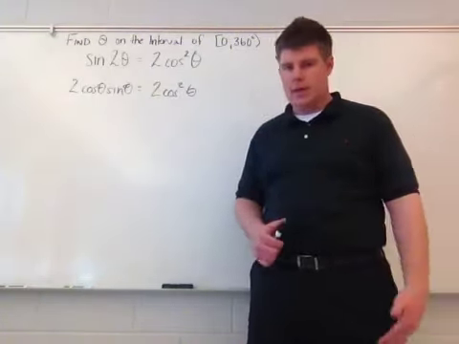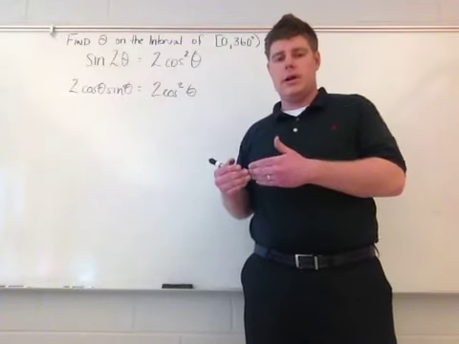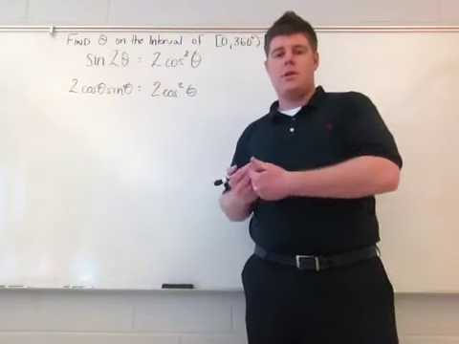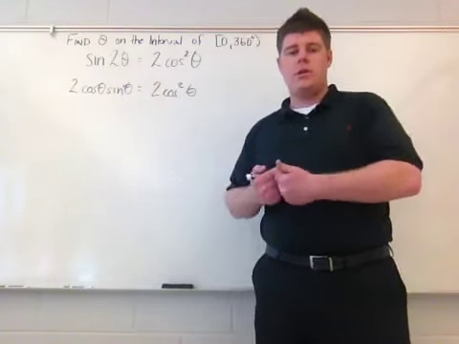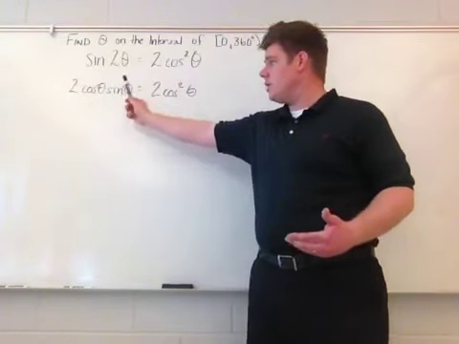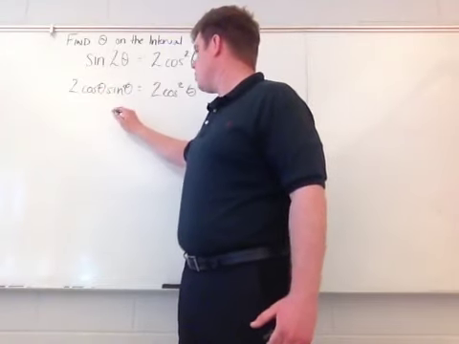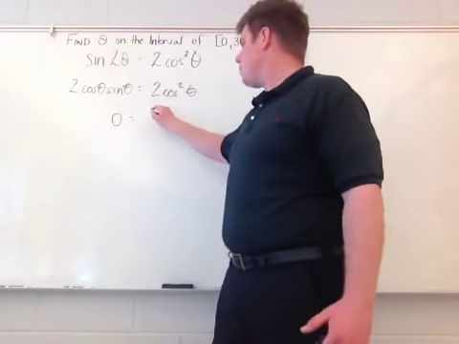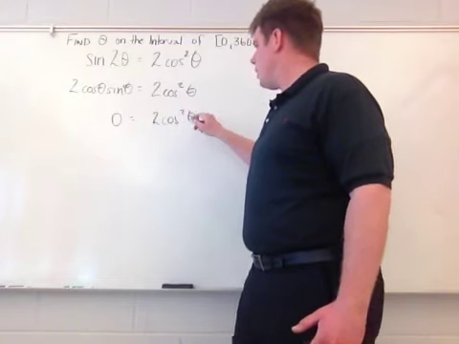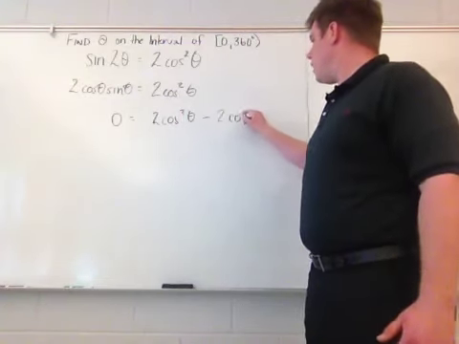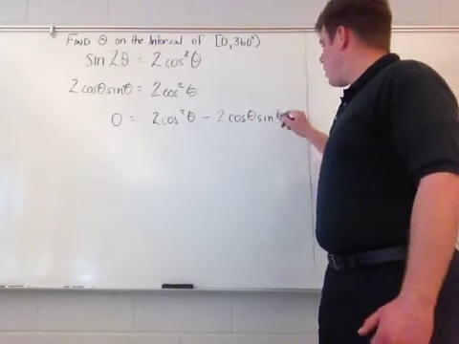I'm going to think about this as if it were just a quadratic, because my highest exponent is a 2. Thinking back to algebra 2, what did you do with quadratics? You set them equal to 0 and then went through some factoring processes. So I'm going to do the same thing: subtract 2 cosine theta sine theta from both sides. On this side I'm left with 0, so 0 equals 2 cosine squared theta minus 2 cosine theta sine theta.